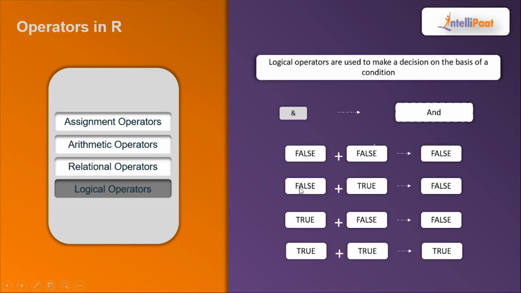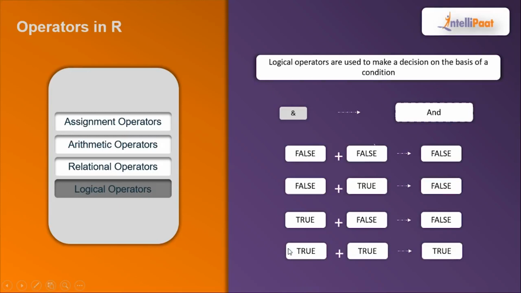Let's take the second case. So over here, the first condition is evaluated to false. The second condition is evaluated to true. But since both of the conditions are not evaluated to true, the final result is false. Again, let's have a look at this third case. Here, the first condition is evaluated to true, but the second condition is false. And that is why the final result is false.